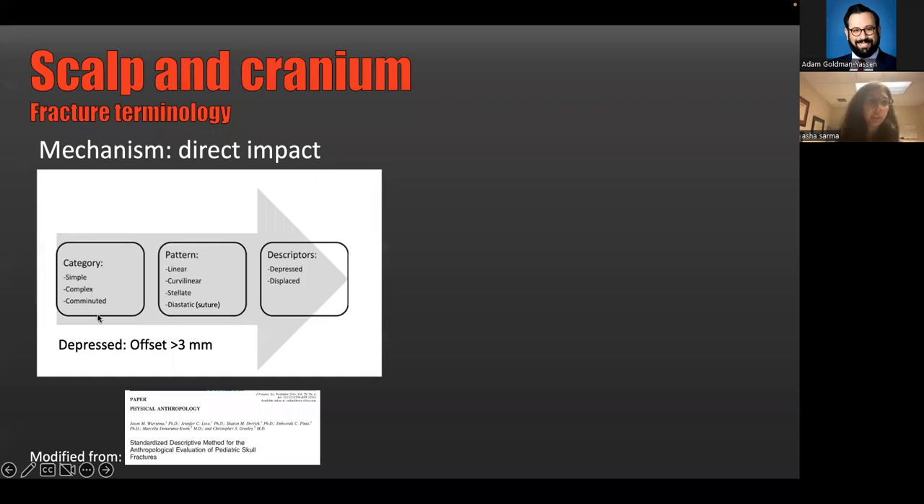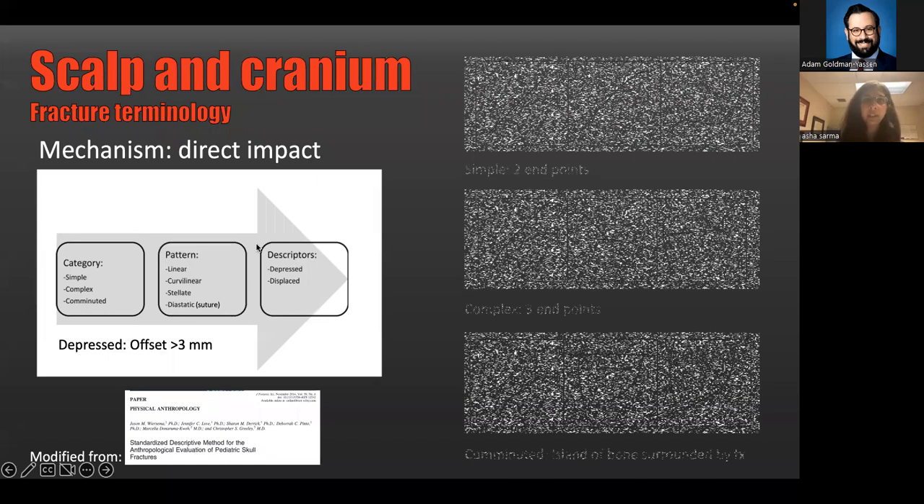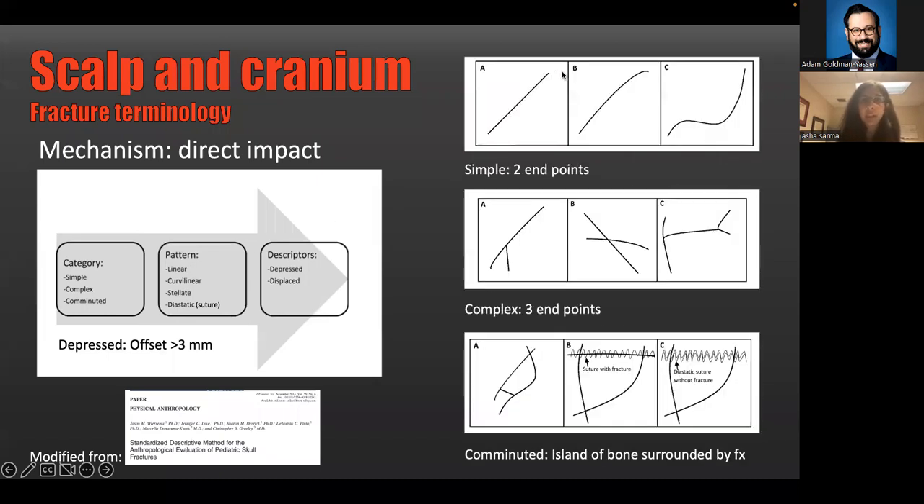You can break down these fractures into categories: simple, complex, or comminuted, and then different patterns. Here are some examples. Simple has 2 endpoints, complex has 3 endpoints, or sometimes people call these terminal ends. And then comminuted fractures can either be fractures surrounding an island of bone. One of the sides could be a suture with a fracture, or even just a diastatic suture without a fracture. They can be linear, curvilinear, stellate, or diastatic.